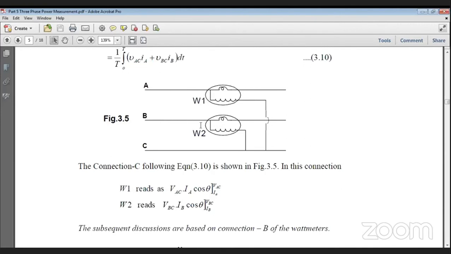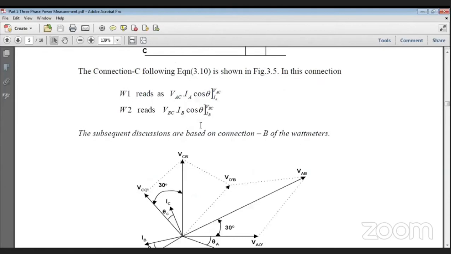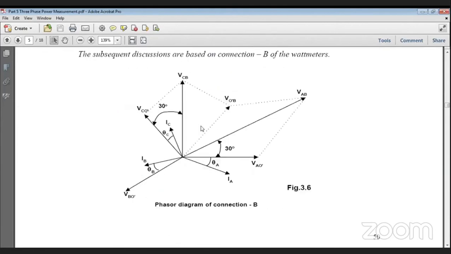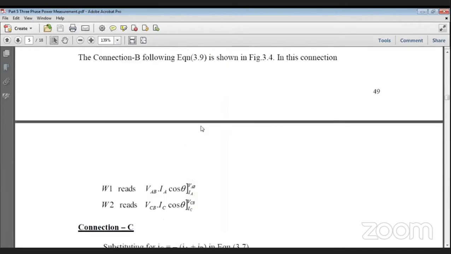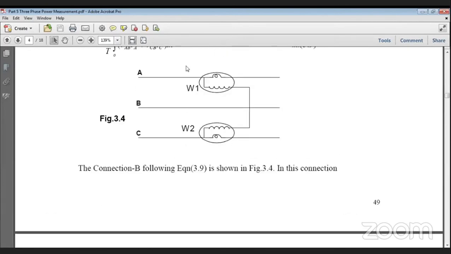This can be shown with the help of a phasor diagram. That means this is based on connection B. So I will show connection B again. See, the current coil is in series with line A and line C. The potential coil is across AB, and this is something interesting. I forgot to mention: what is the potential difference across the potential coil? Is it CB or BC? That question has to be answered.